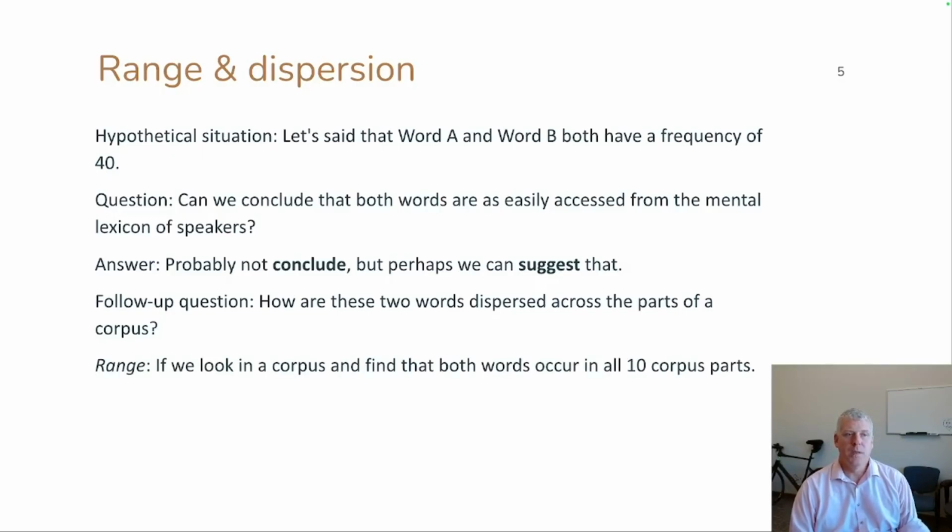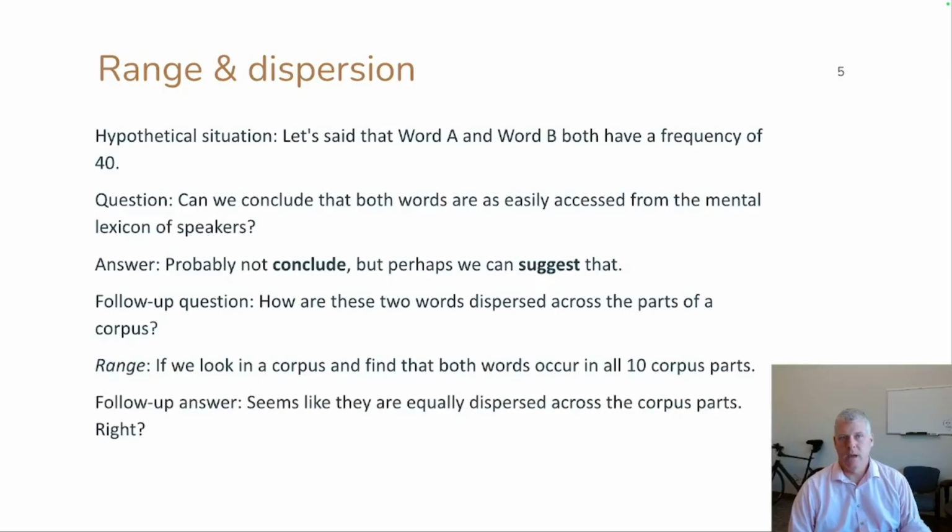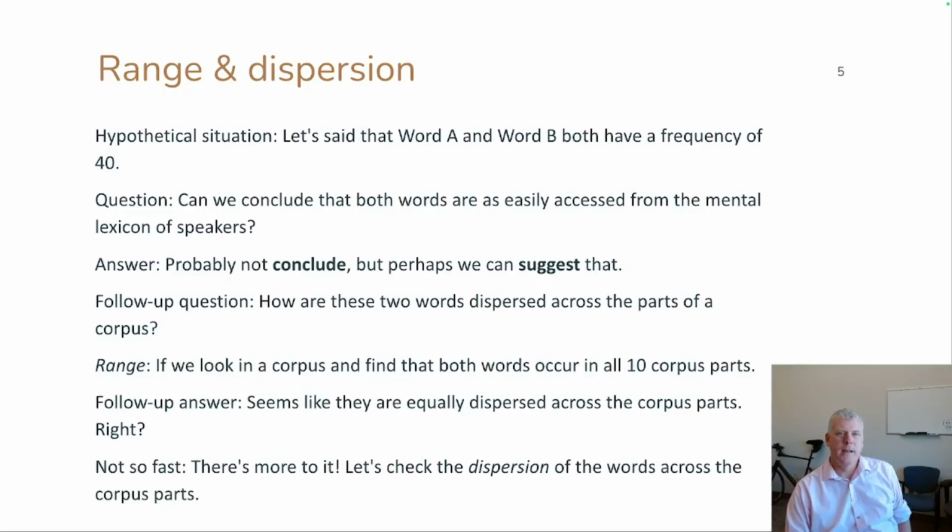If we look into a corpus and find that both words occur in all 10 corpus parts, then we say, okay, but the follow-up question then is, it seems like they're equally dispersed across the corpus parts, but not so fast. Let's look at dispersion. So dispersion is a better measure to look at how spread apart the words are in a corpus, or how distributed or dispersed. Range is simple. Range is how many different corpus parts they occur in. In this hypothetical scenario, they both occur in 10 corpus parts.